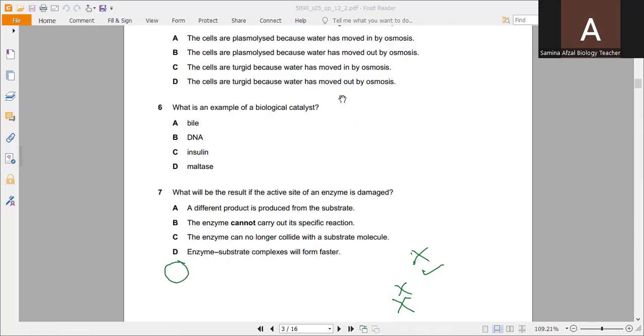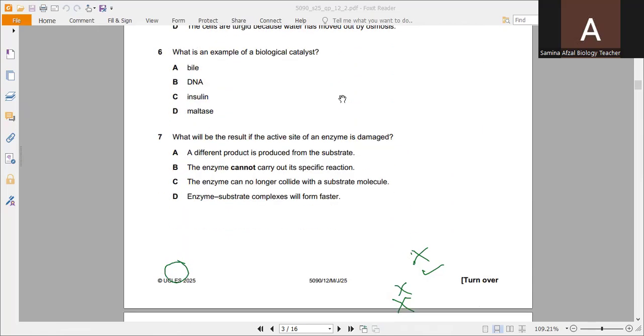Now the next question is question number 6. What is an example of a biological catalyst? And students, you know the biological catalysts are the enzymes, which speed up a chemical reaction.